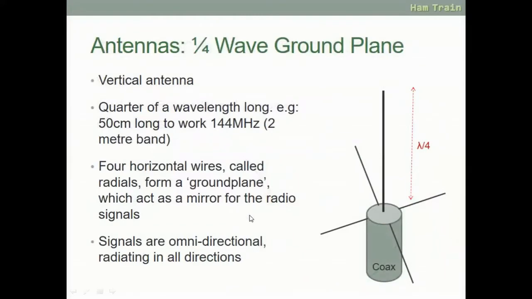We then have a quarter wave ground plane. This is a vertical antenna, and it is a quarter of a wavelength long. So for example, it would be 50 centimeters to work on the 2 meter band. There are 4 horizontal wires, and these are called radials, and they form a ground plane, which is like a big mirror that reflects the radiation both into the main element and away from the antenna. The signals are omnidirectional once again, so it will come out in a circle around the main element.